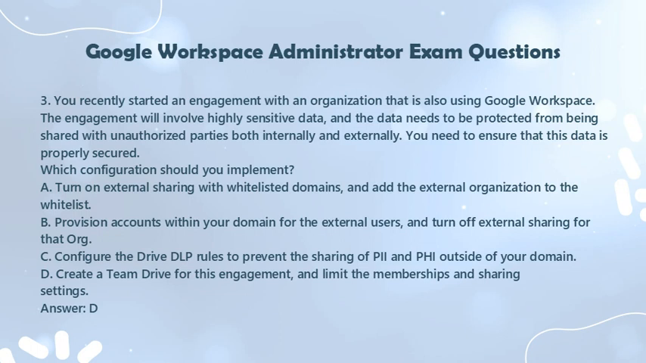A. Turn on external sharing with whitelisted domains, and add the external organization to the whitelist. B. Provision accounts within your domain for the external users, and turn off external sharing for that org. C. Configure the Drive DLP rules to prevent the sharing of PII and FI outside of your domain. D. Create a team drive for this engagement, and limit the memberships and sharing settings. Answer: D.